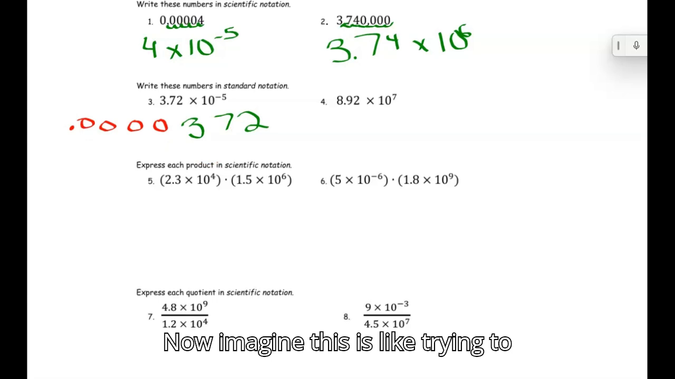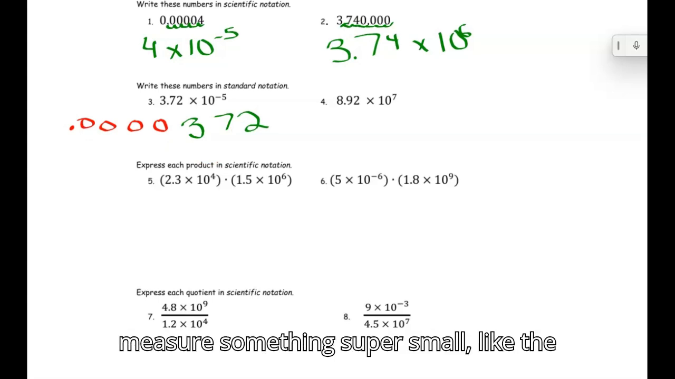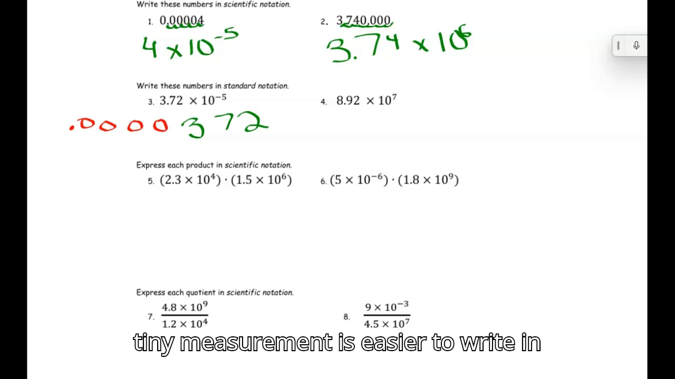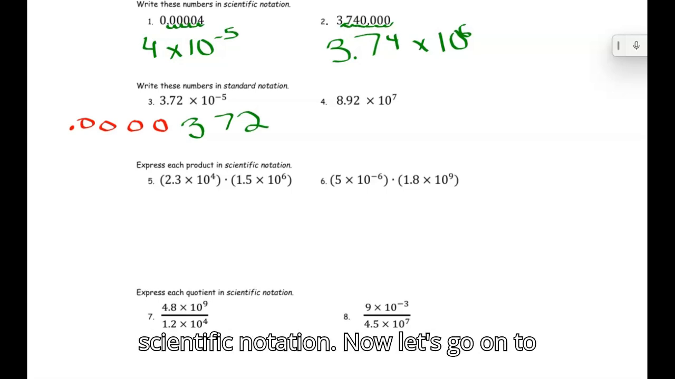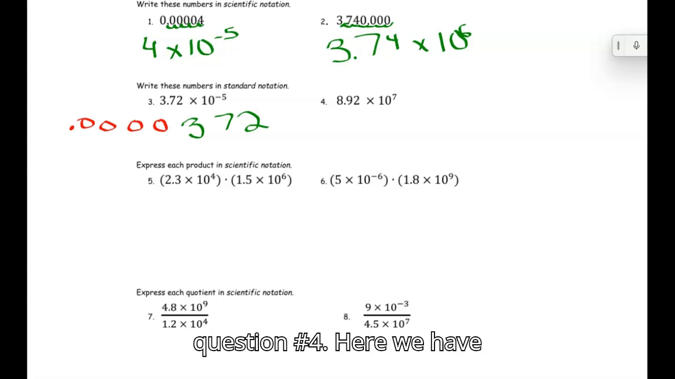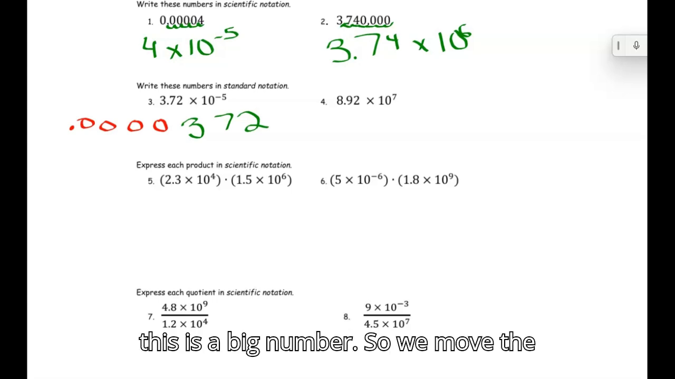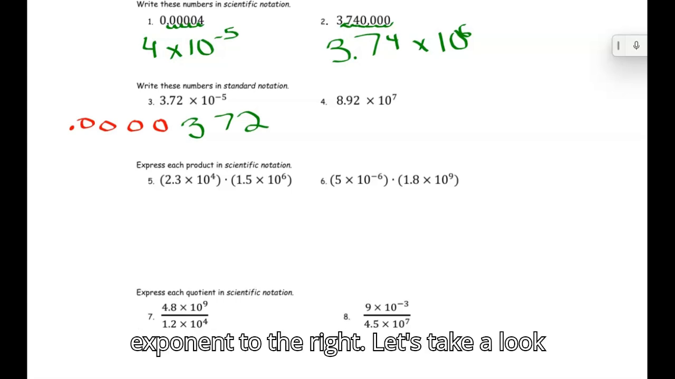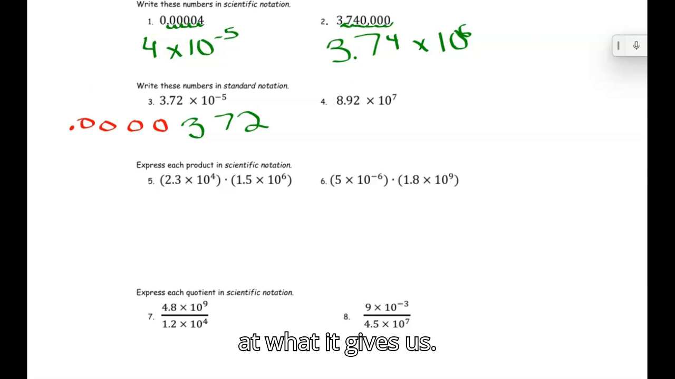Now imagine, this is like trying to measure something super small, like the thickness of a strand of hair. That tiny measurement is easier to write in scientific notation. Now let's go on to question number 4. Here we have 8.92 times 10 to the 7th power, and this is a big number, so we move the decimal 7 places based on that exponent to the right. Let's take a look at what it gives us.